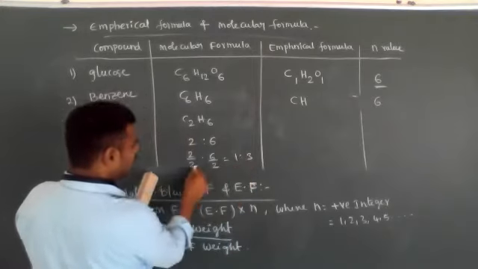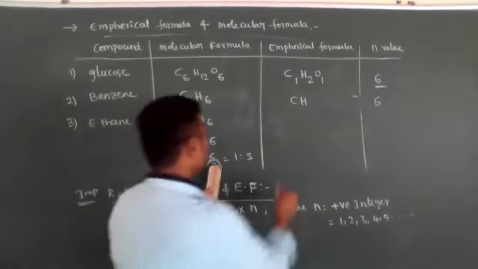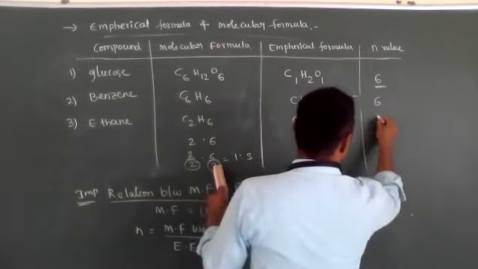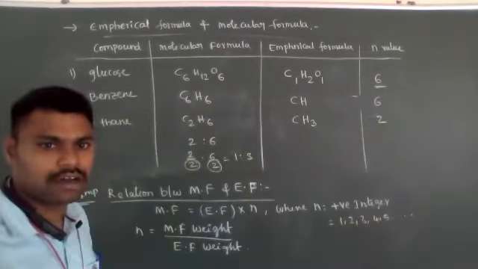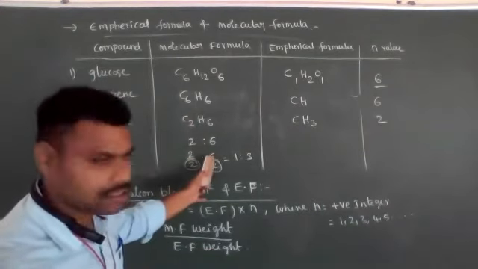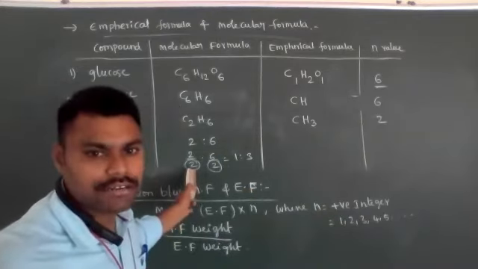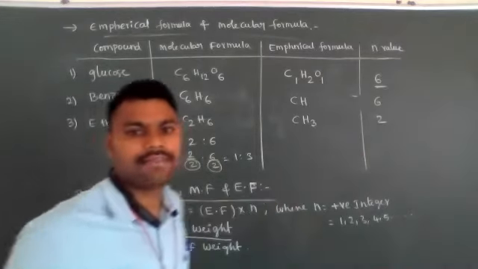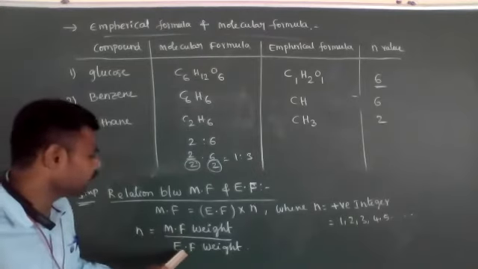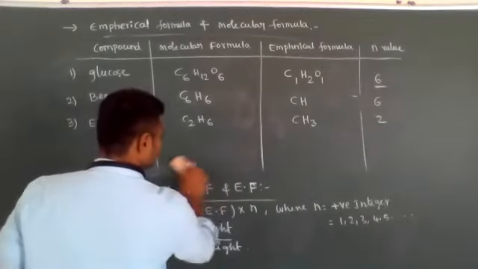1 is to 3. How are we getting that? Divided by one number. What is that integer value? 2. That's why the empirical formula is CH3 and n is equal to 2. Understood now? How are we getting the n value? The n value is the simplest ratio of atoms. For getting the simplest ratio of atoms, we divide by some positive integer value. That positive integer value is known as n. Another relation for calculating n is molecular formula weight divided by empirical formula weight.